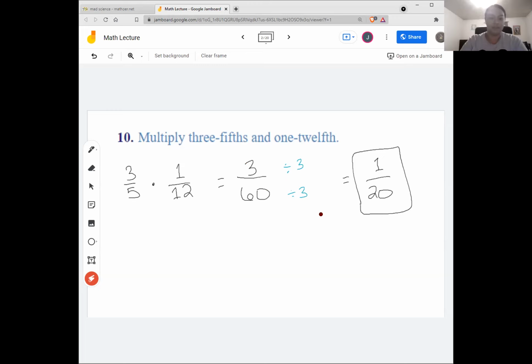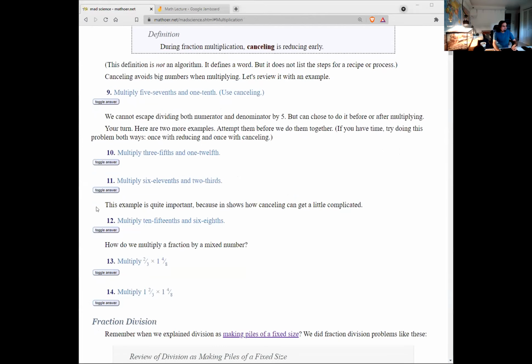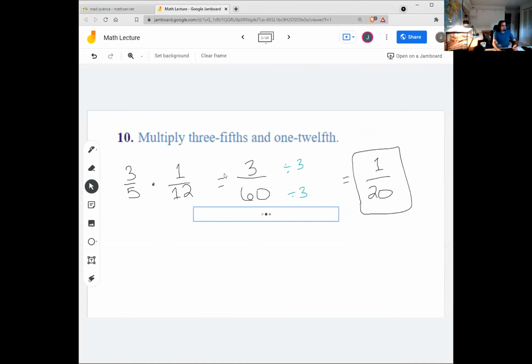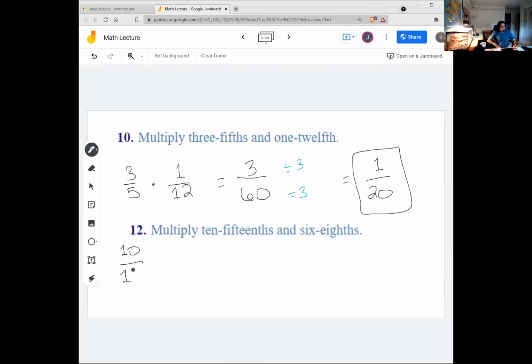Okay. So I'll show you a multi-step thing next. Let's do that, because that's a great segue. Now let's multiply 10/15 and 6/8. 10/15 and 6/8. 10 times 6 is 60. 15 times 8. Well, 10 times 8 is 80. 5 times 8 is 40. And if I add up the 10 times 8 and the 5 times 8, then 80 and 40 would be 120.